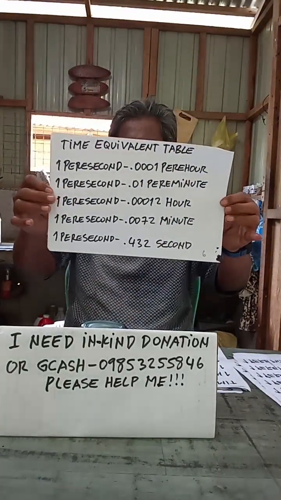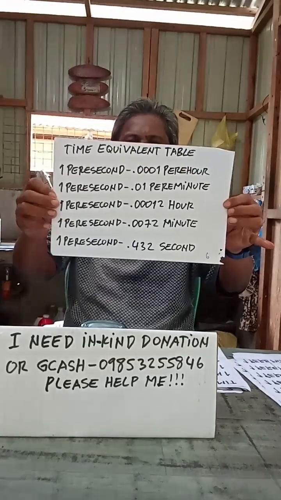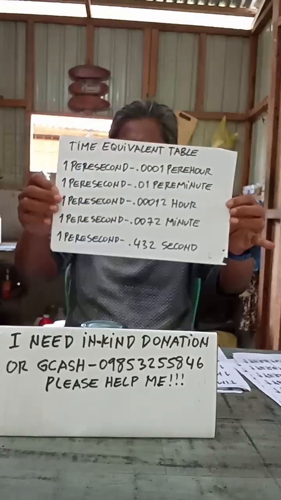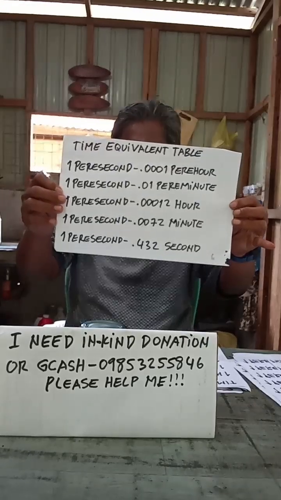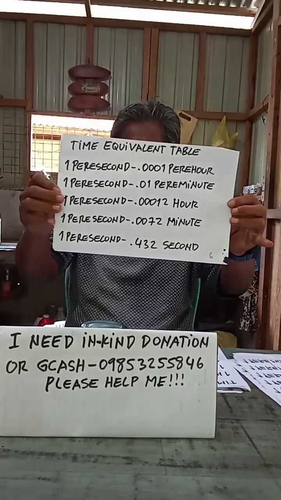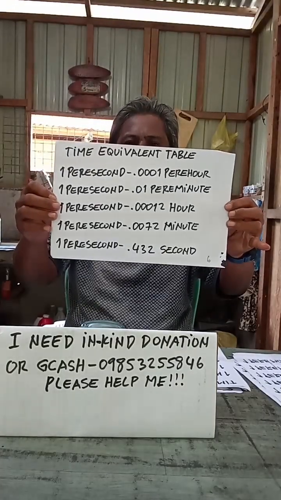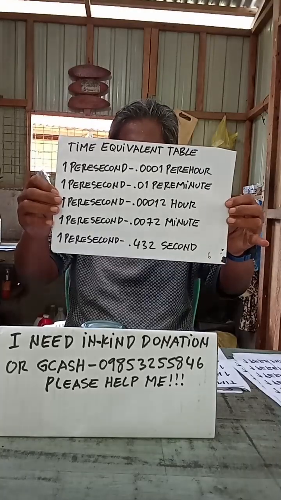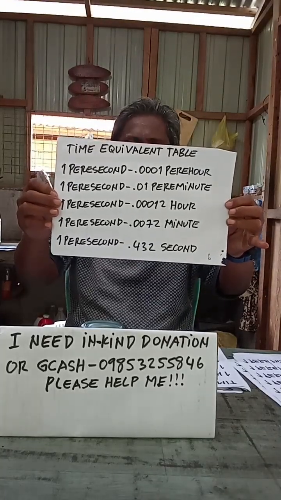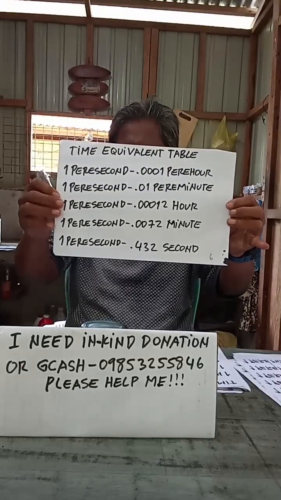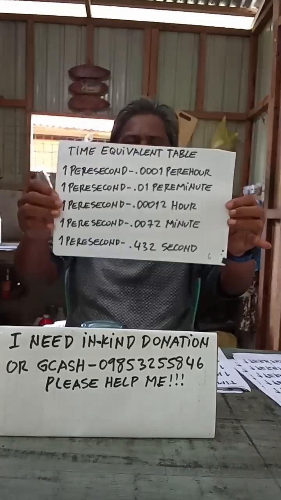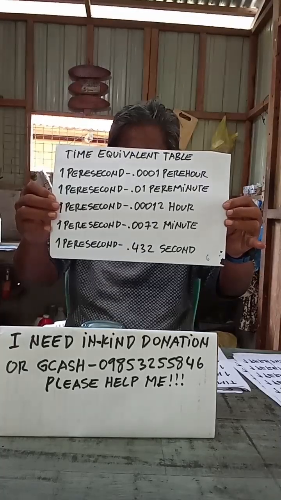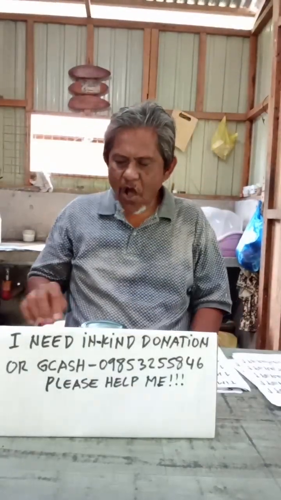So, continue. Time equivalent table. 1 per second is equal to 0.0001 per hour. 1 per second is equal to 0.01 per minute. 1 per second is equal to 0.00012 hour standard time. 1 per second is equal to 0.0072 minute standard time. 1 per second is equal to 0.432 second standard time.